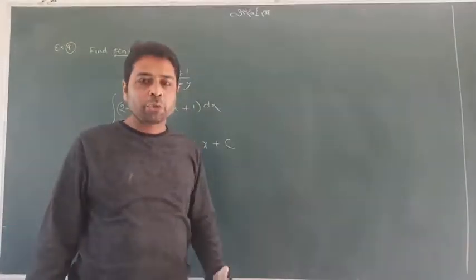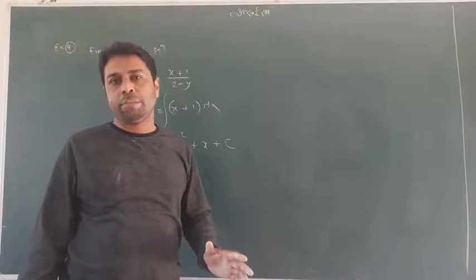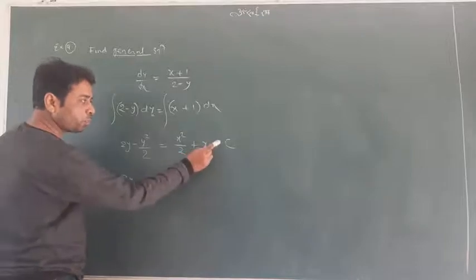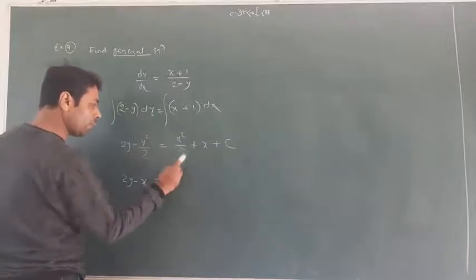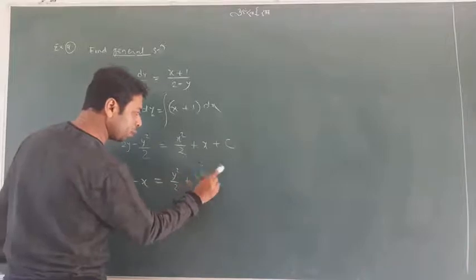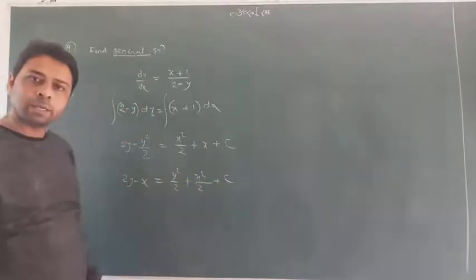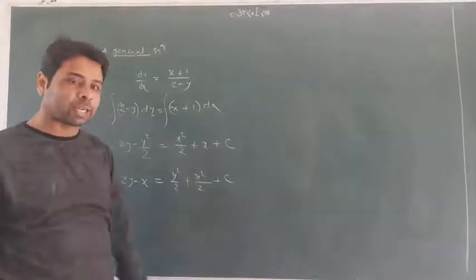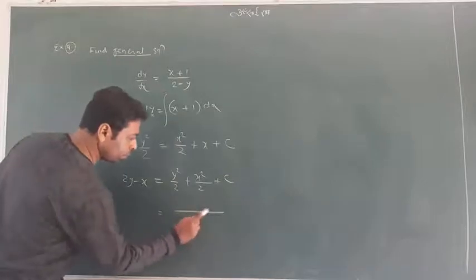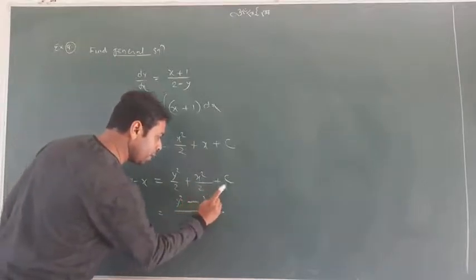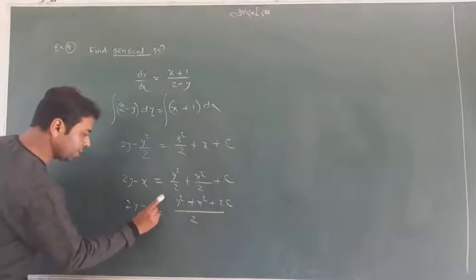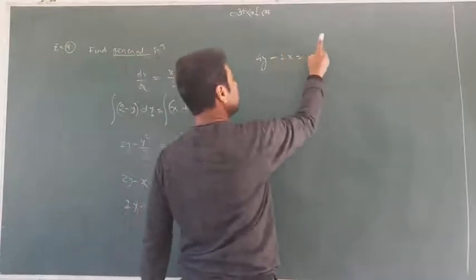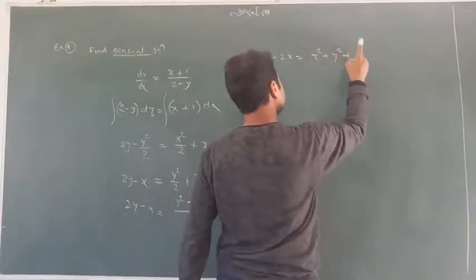After this, students, you are free to arrange this by yourself, in your own way. Suppose I write 2y minus x equal to y square by 2 plus x square by 2 plus c. Okay, like that. If you want to leave your answer right here, it is correct. But if you want to extend the answer, you can, like if you want to take an LCM. So y square, x square, 2c, 2y, x. Do cross multiplication: 4y minus 2x equal to x square plus y square plus 2c.